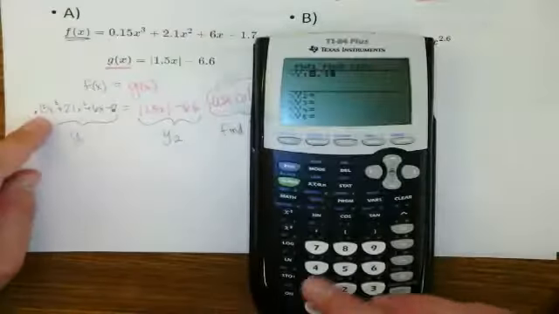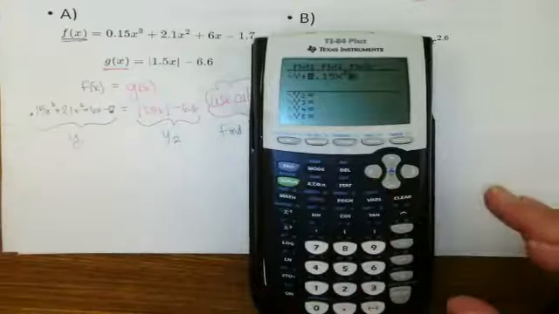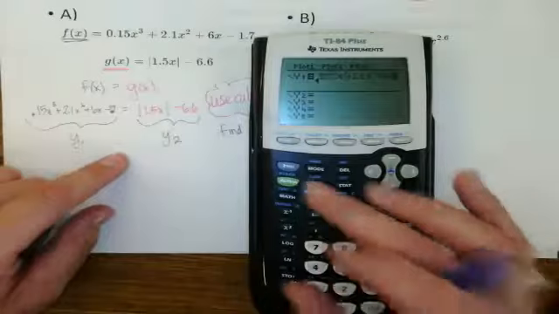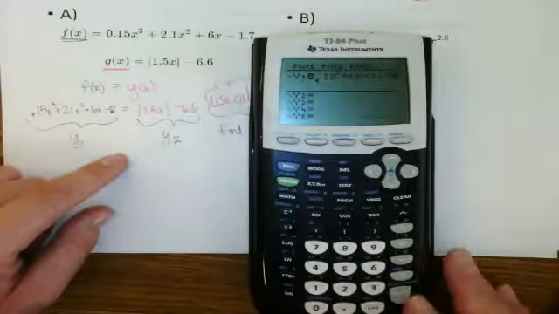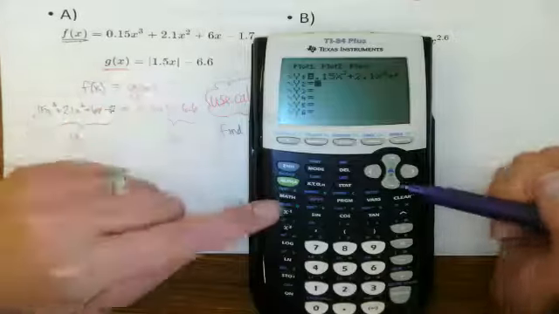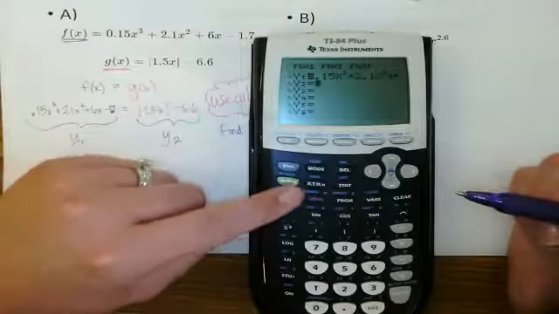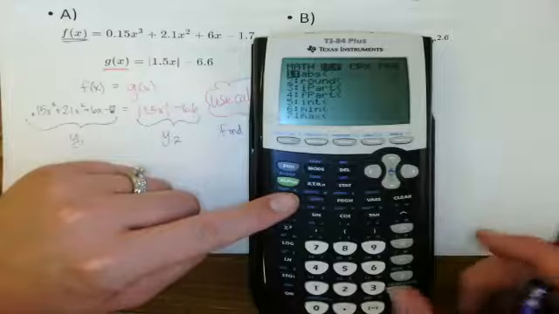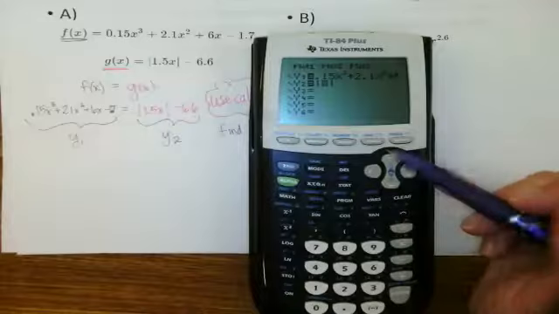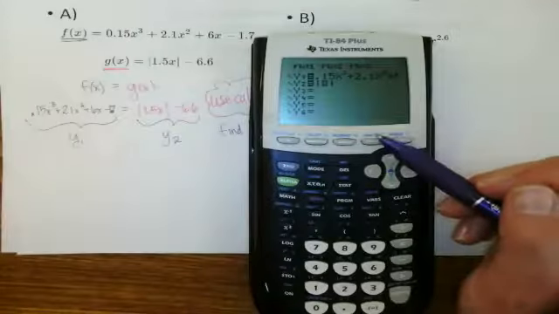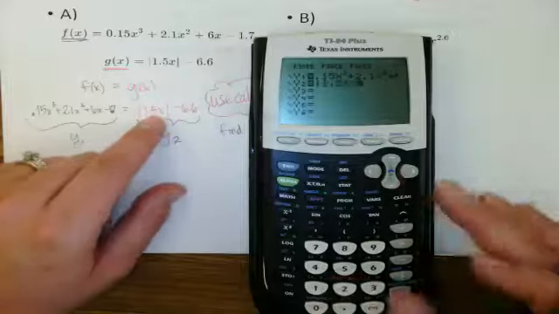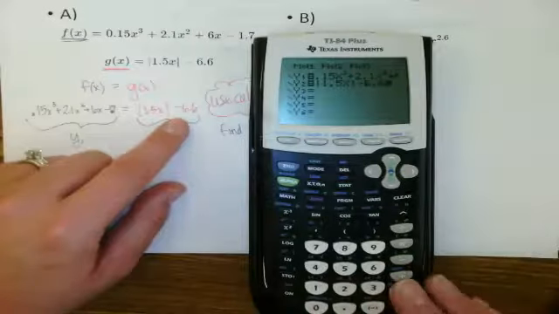All right, so let's see. So 0.15x to the third power plus 2.1x squared plus 6x minus 1.7. And then in my second one, absolute value. Absolute value on the TI is under the math menu. So we're going to do math and then arrow to num. On the Casio, you're going to press option and I think more, and then find num and ABS. And again, you'll want to use parentheses. So 1.5x, and then the outside minus 6.6.